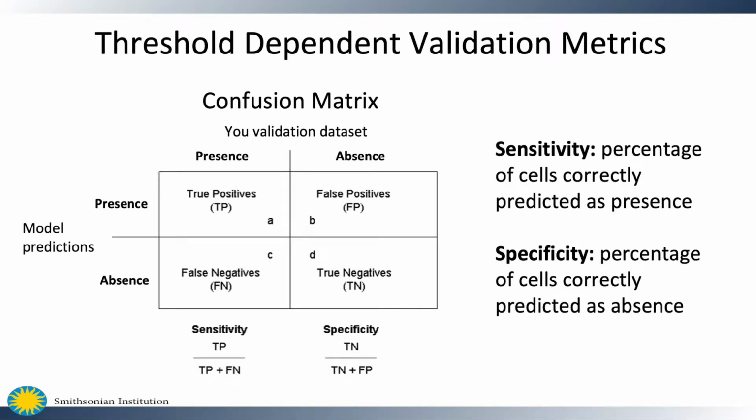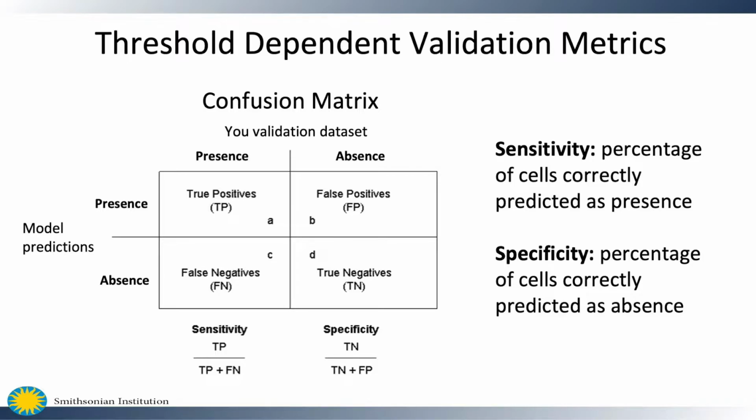Threshold dependent validation metrics are based on the confusion matrix. So the idea is we are comparing our validation data set, what we know are presences and absences, against what the model predicted as presences and absences.